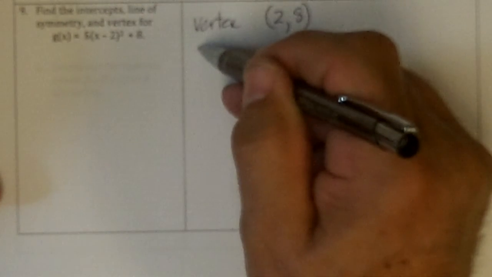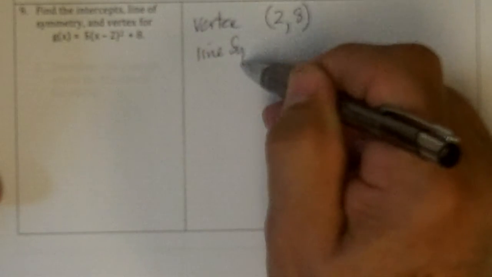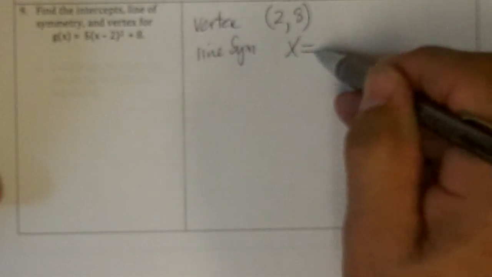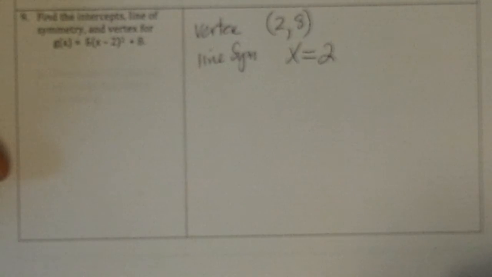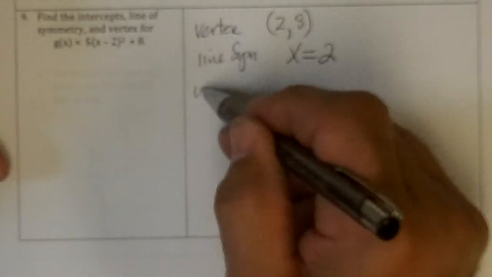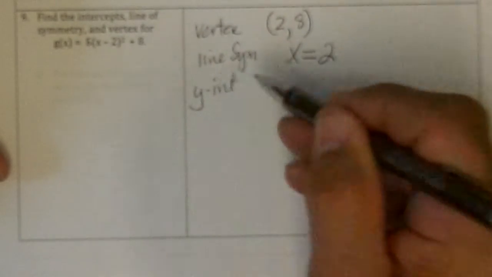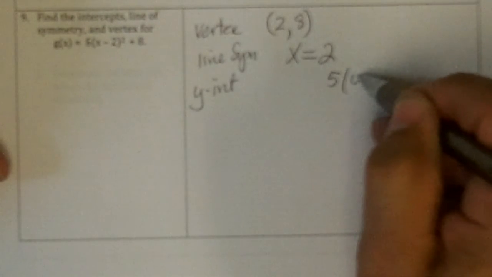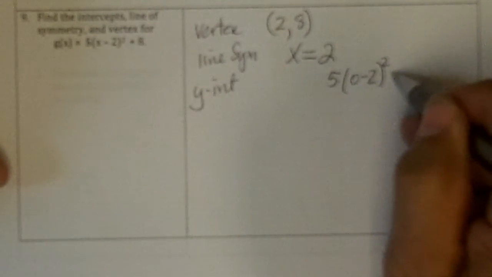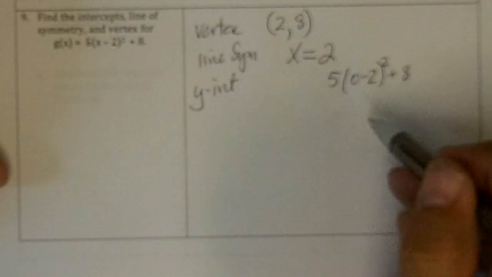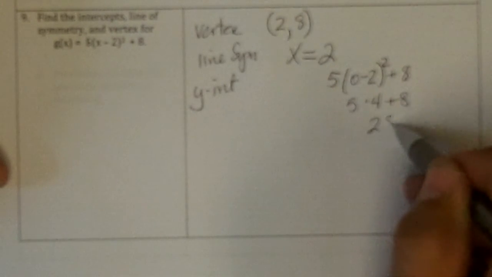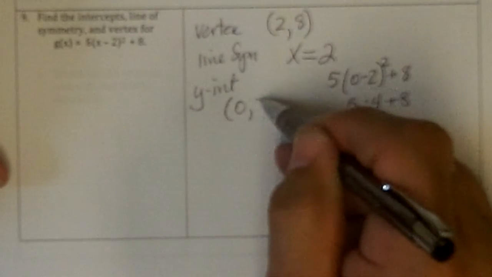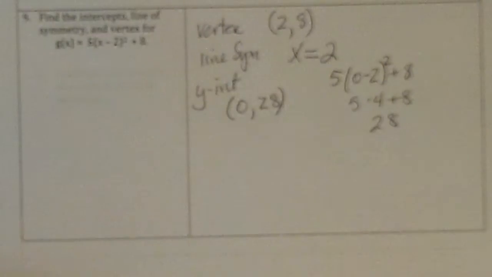So the line of symmetry is x equals... it's a line, so you have to have an equation, x equal to 2. And the y-intercept we get by putting 0 in for the x. So I get 5 times 0 minus 2 squared plus 8. So negative 2 squared is 4. So that's 28. So the y-intercept is 0, 28. It's a point, so I have to do it in point form.